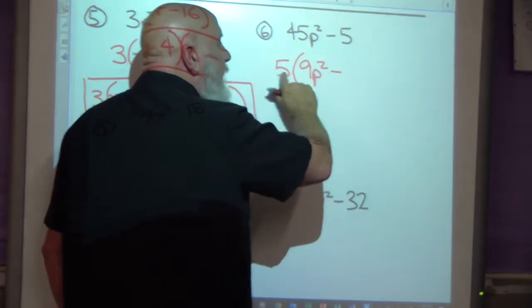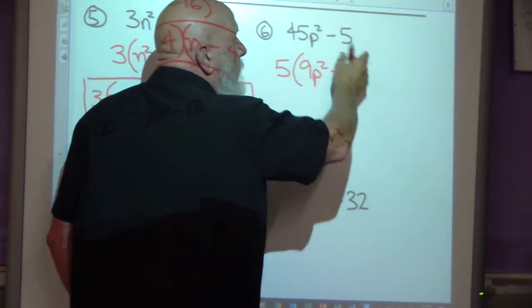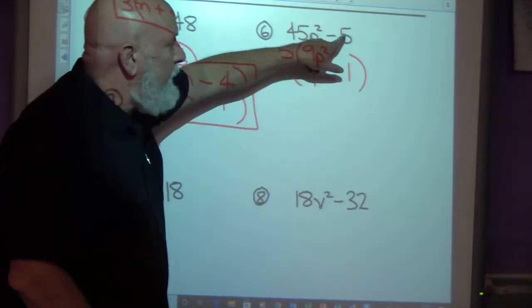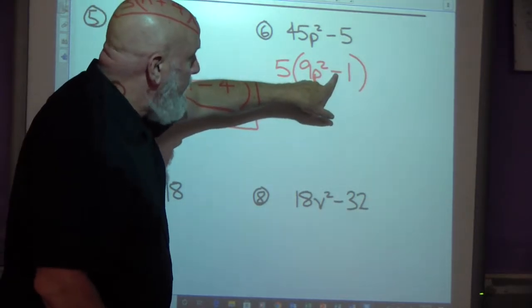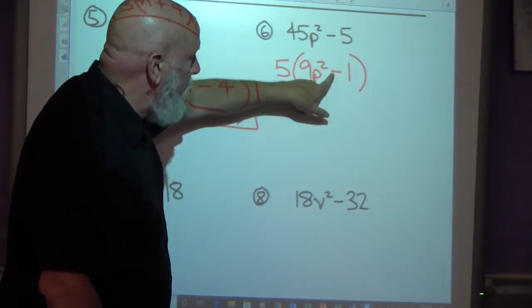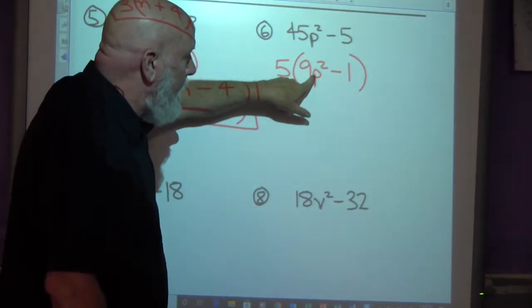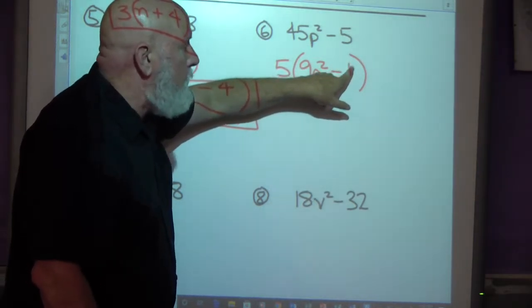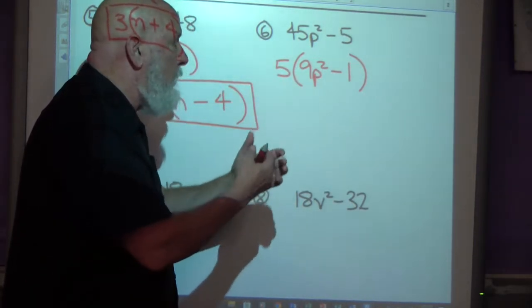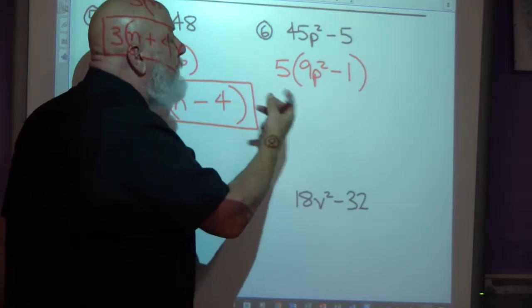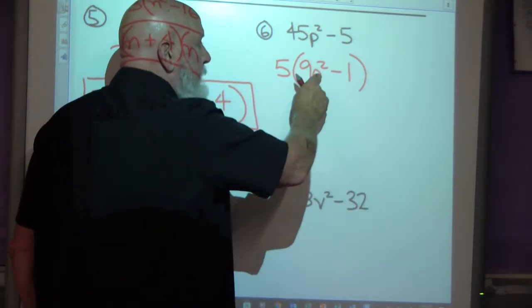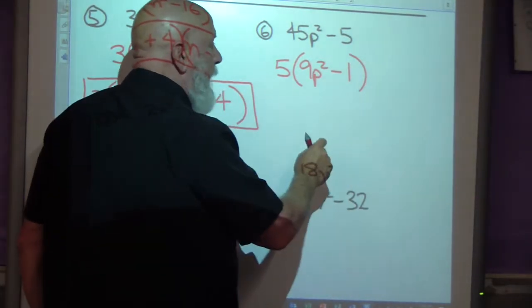Minus, if I pull a 5 out of this, that's a 1, because when you're pulling it out, you're dividing it. 5 divided by 5 is 1. And I see that this is now a difference of perfect squares. This is 3p times 3p, and this is 1 times 1. A perfect square is something that is yielded by multiplying something by itself. So that's a perfect square, and so is that.